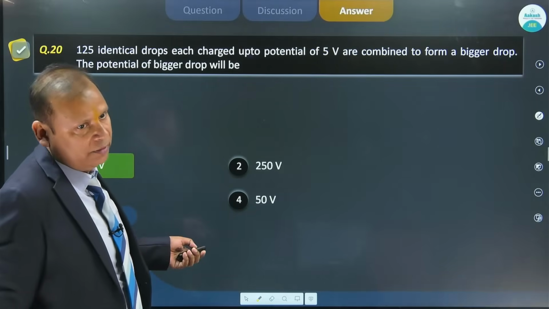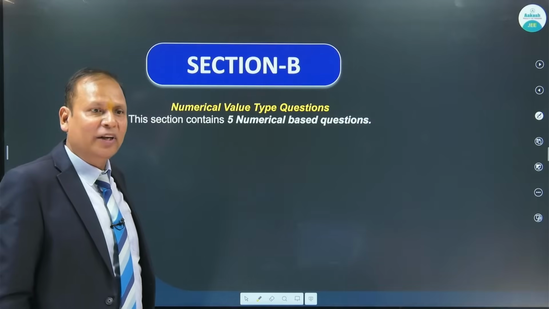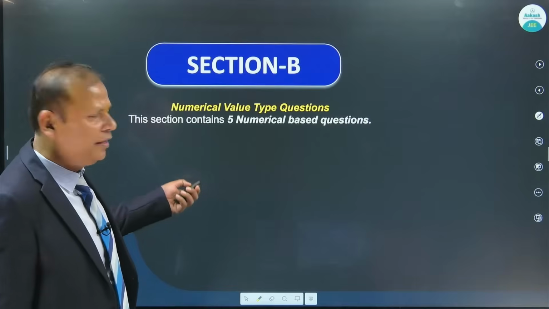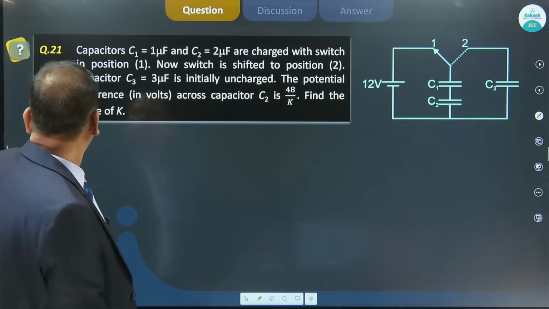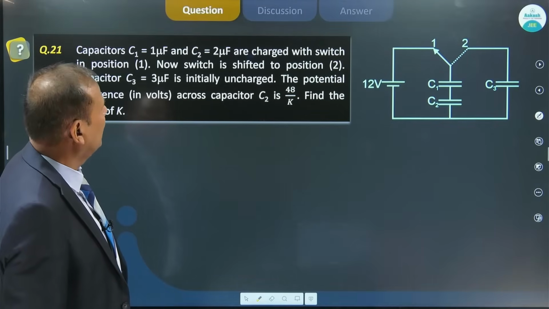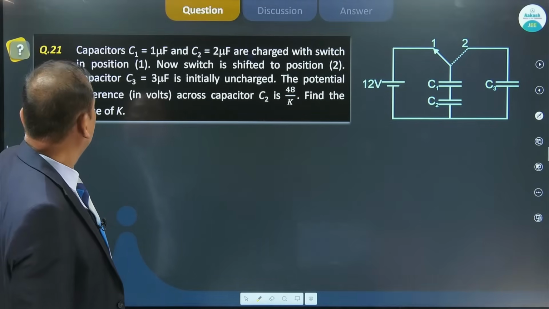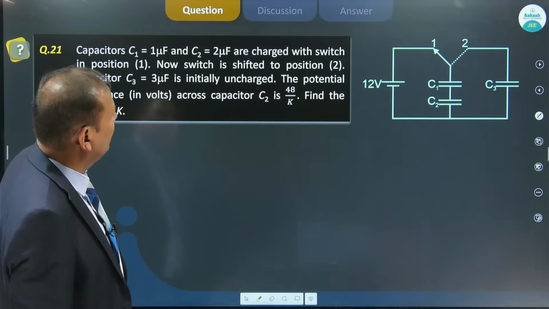Move to the next section. This is section B. It has numerical value type questions. It contains 5 questions. So this is the first question here. Capacitors C1, C2 are charged with switch in position 1. Okay. Now switch is shifted to position 2.